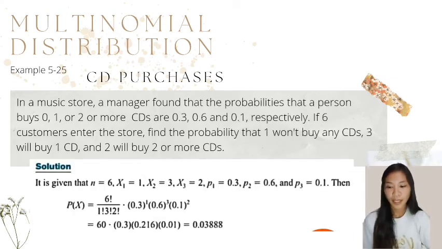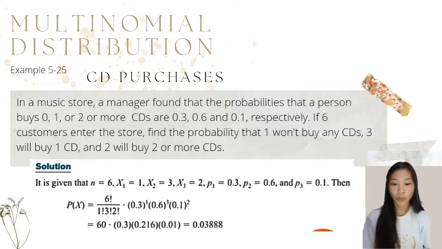To solve this problem, it is given that n is equal to 6, x sub 1 is equal to 1, x sub 2 is equal to 3, x sub 3 is equal to 2, and p sub 1 is equal to 0.3, p sub 2 is equal to 0.6, and p sub 3 is equal to 0.1.